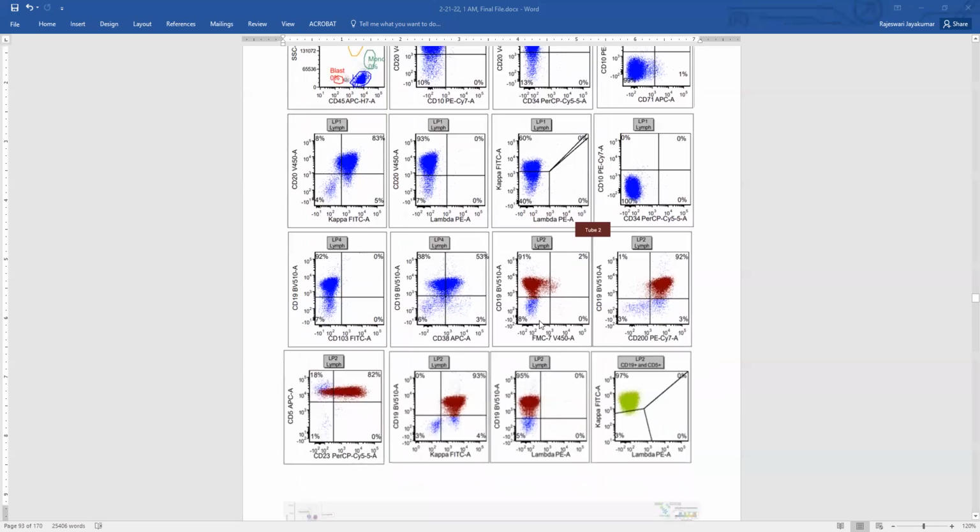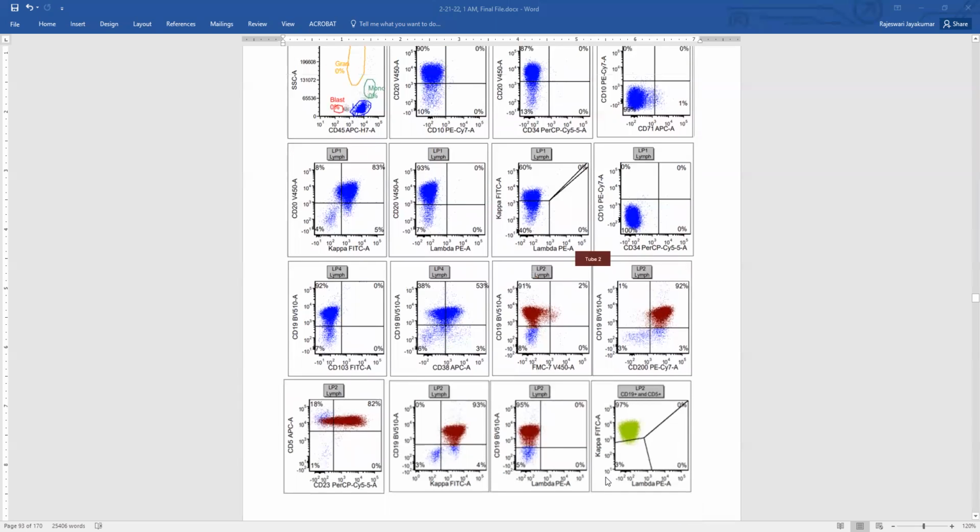Now coming to tube 2, the CD19 positive cells are painted in maroon, and the ones that are negative are blue. Those are probably the background B cells, T cells and NK cells. Our CD19 positive B cells are negative for FMC7. They're positive for CD200. They are all positive for CD5, and they have partial expression of CD23. And again, in this tube, it shows that it is kappa restricted. Here they have just gated the CD5 positive B cells, which is almost everything in this specimen, and they are again showing that these are kappa restricted.